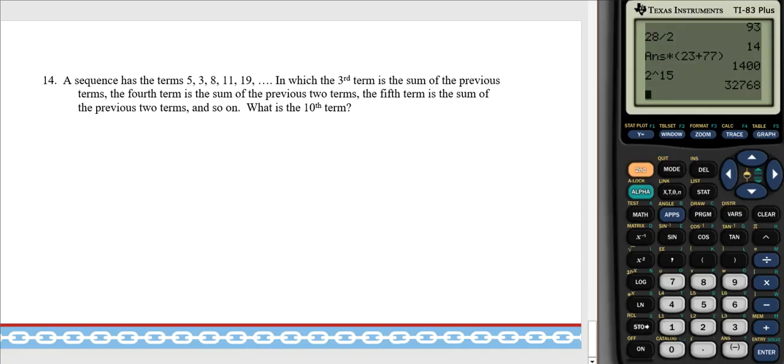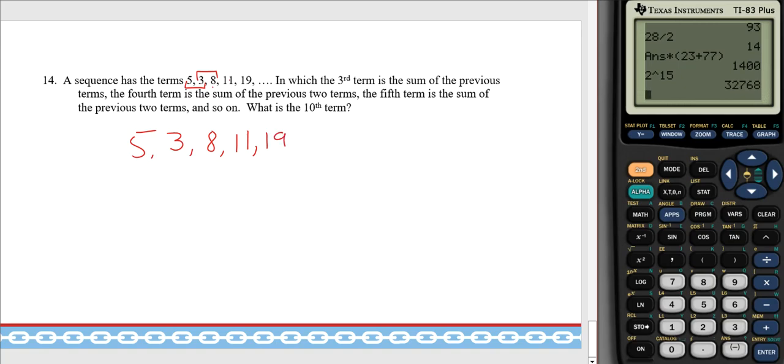And then we have a true recursive here to finish out the quiz. So we have 5, 3, 8, 11, 19. They say the third term here of 8 is found by adding the previous 2 terms. Fourth term is found by adding the previous 2 terms, and so on. Right, so to build this, they want the 10th term. We cannot go directly to the 10th term. We're going to have to build all 10 terms, right? So that's what we know.